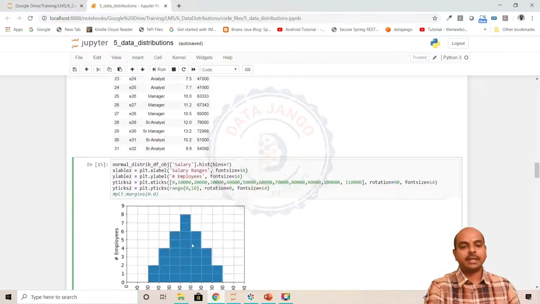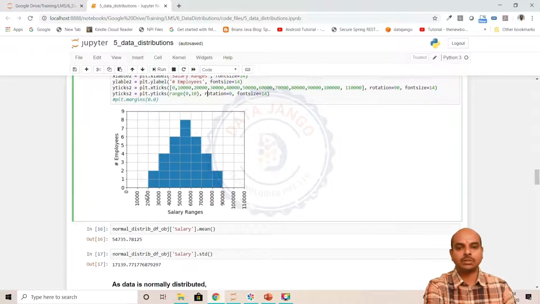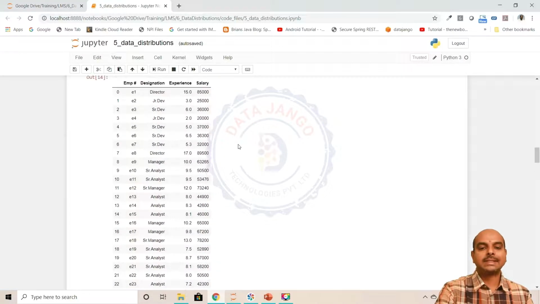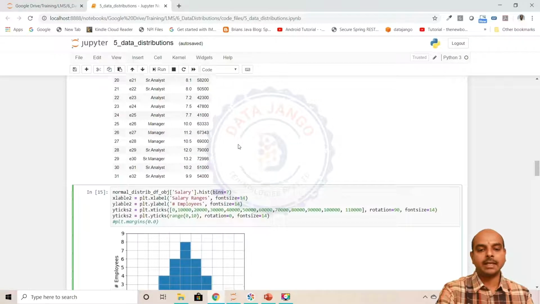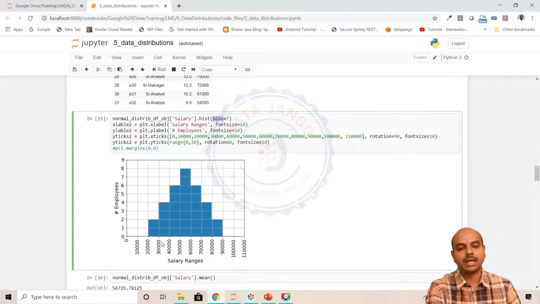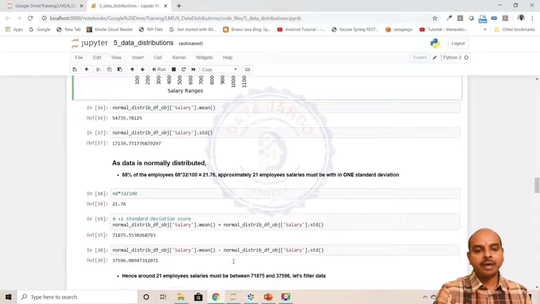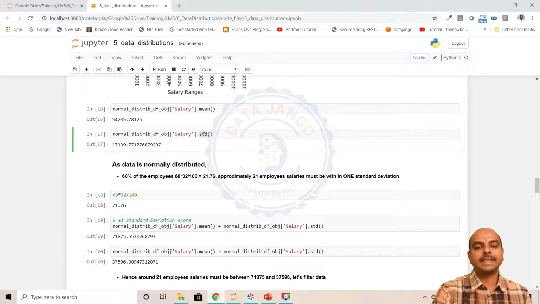So here I have taken ranges like 0 to 10,000, 10,000 to 20,000, 20,000 to 30,000, and am trying to see how the data's distribution is. I have specified the ticks, which is how much scale you should have on the x-axis and the y-axis. And then I have chosen 7 bins, because there are 7 ranges. The minimum salary in this data set is 20,000 and the maximum salary is 90,000. So it is forming a bell curve, and now I calculated the mean and the standard deviation.